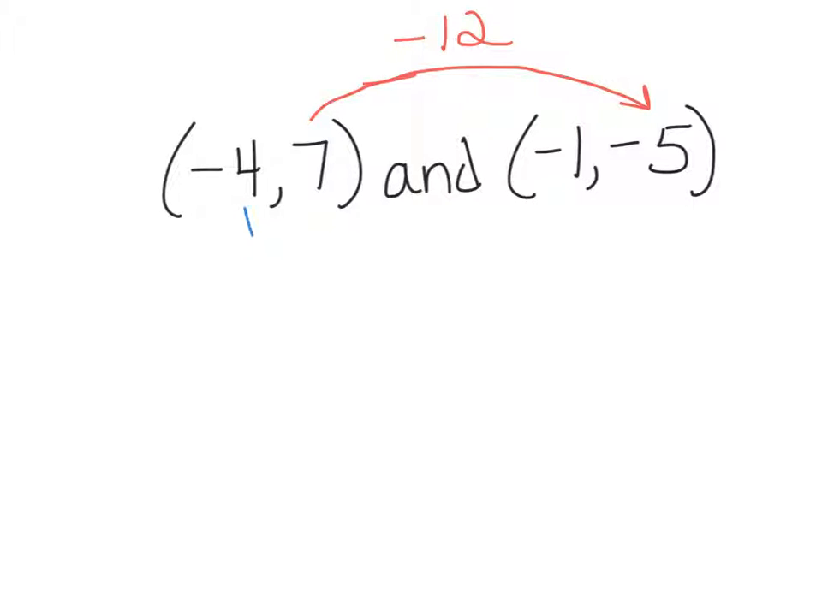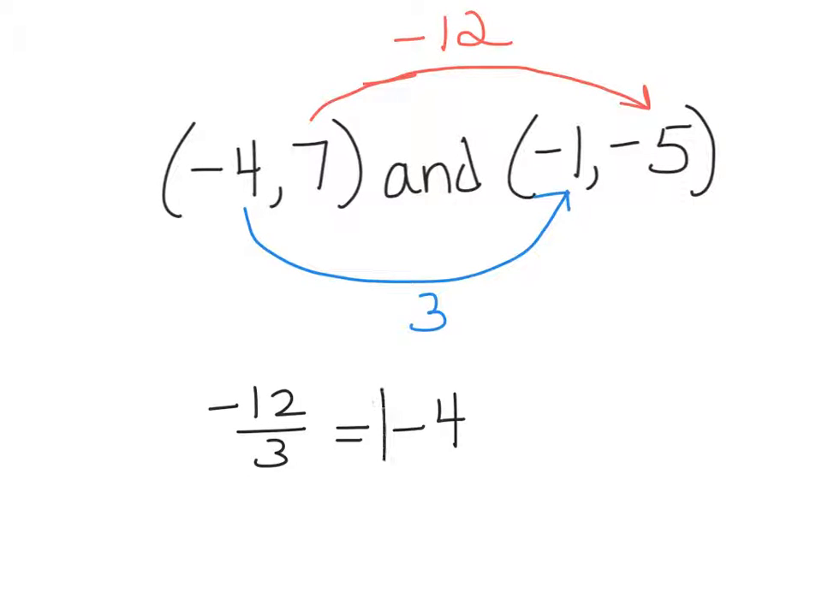And then I'm going from -4 to -1. Do you know about your number line that if I go from -4 to -1, I'm actually going up? That's positive. How far up? 3. And so what we have here, folks, is -12 over 3. This can actually be simplified because -12 divided by 3 is -4. And that is your slope.